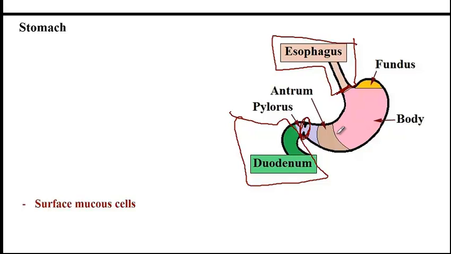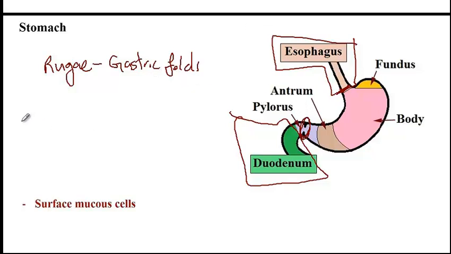And then the wall of the stomach also contains rugae, which are basically gastric folds. These gastric folds allow the stomach to expand during food intake. That's the reason the stomach can hold a large amount of food, because it contains so many gastric folds that can expand once we start to eat.